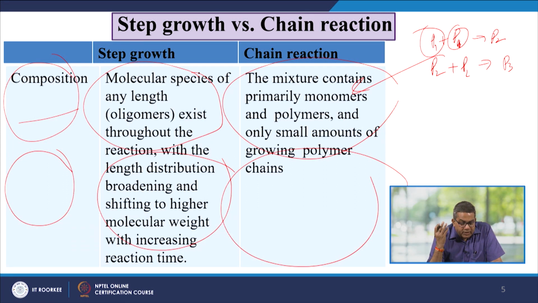Now, if we talk about the composition, in step growth polymerization, molecular species of any length, referred to as oligomers, exist throughout the reaction, with the length distribution broadening and shifting to higher molecular weight with increasing reaction time. Whereas in chain reaction, the mixture contains primarily monomers and polymers and only a small amount of growing polymer chains.